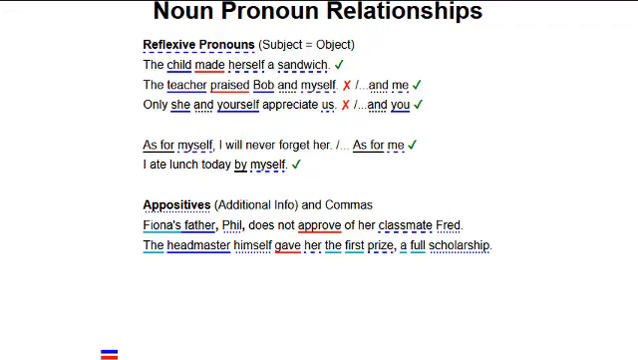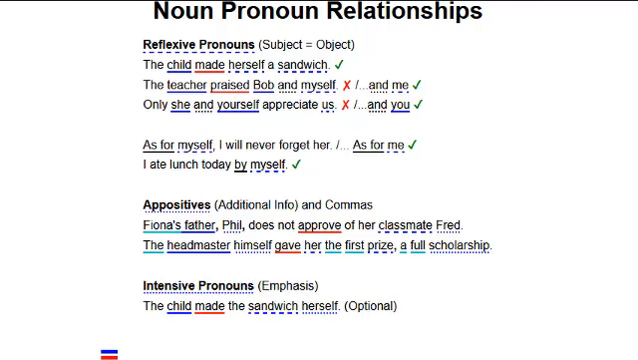However, himself is an intensive pronoun. It adds emphasis to the identification. Intensive pronouns can be omitted, but they are never separated by commas. They also don't need to immediately follow their noun phrase the way appositives do. Consider, "The child made the sandwich herself." It has the same meaning as "The child herself made the sandwich."